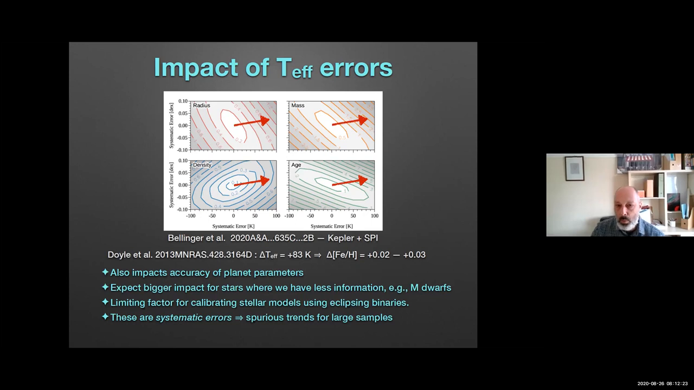It's very hard to pull apart the impact of systematic errors in temperature if they are correlated with something else, if there's some confounding variable. Just to make up an example, if your effective temperature scale for metal-rich stars is inconsistent with your temperature scale for metal-poor stars, that will give you a spurious trend. So that's one reason to work a little bit on the effective temperature scale. The other reason I've come at it is because it's a limiting factor when we're calibrating stellar models using eclipsing binaries.